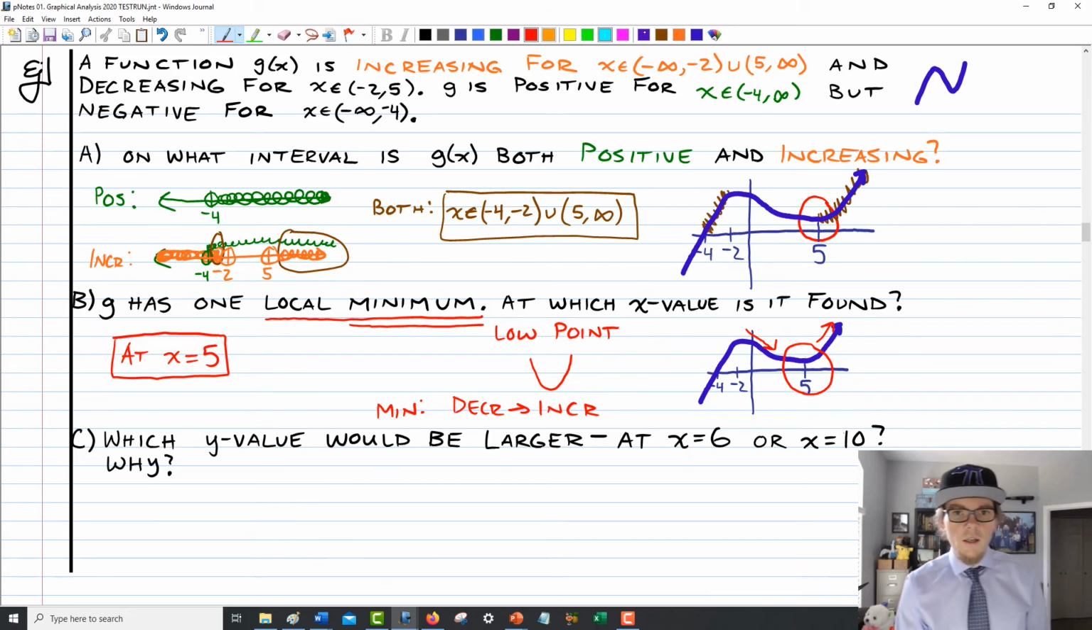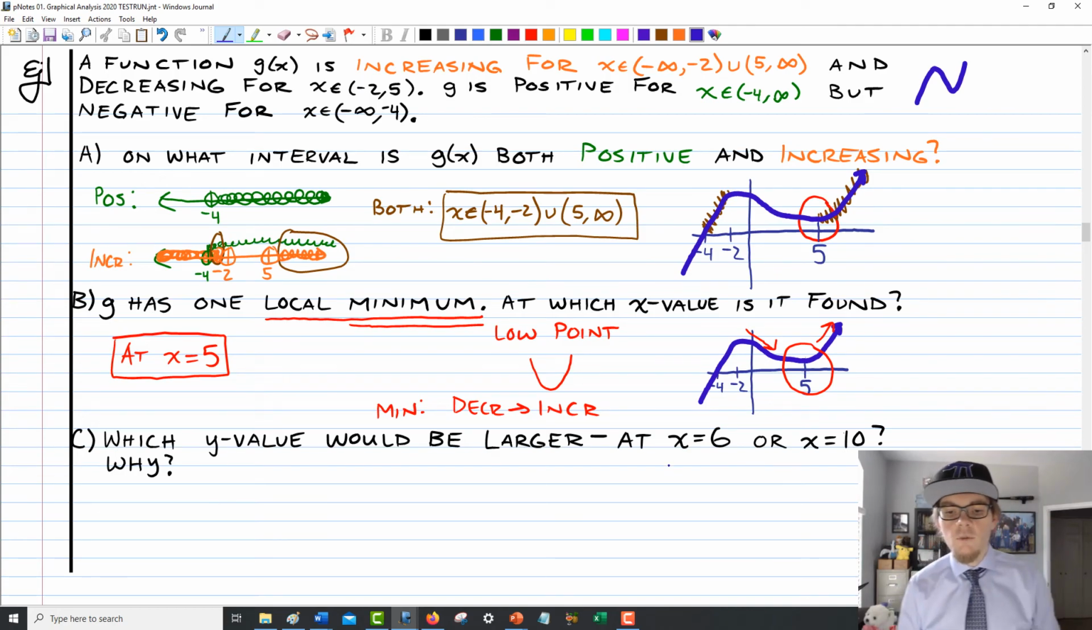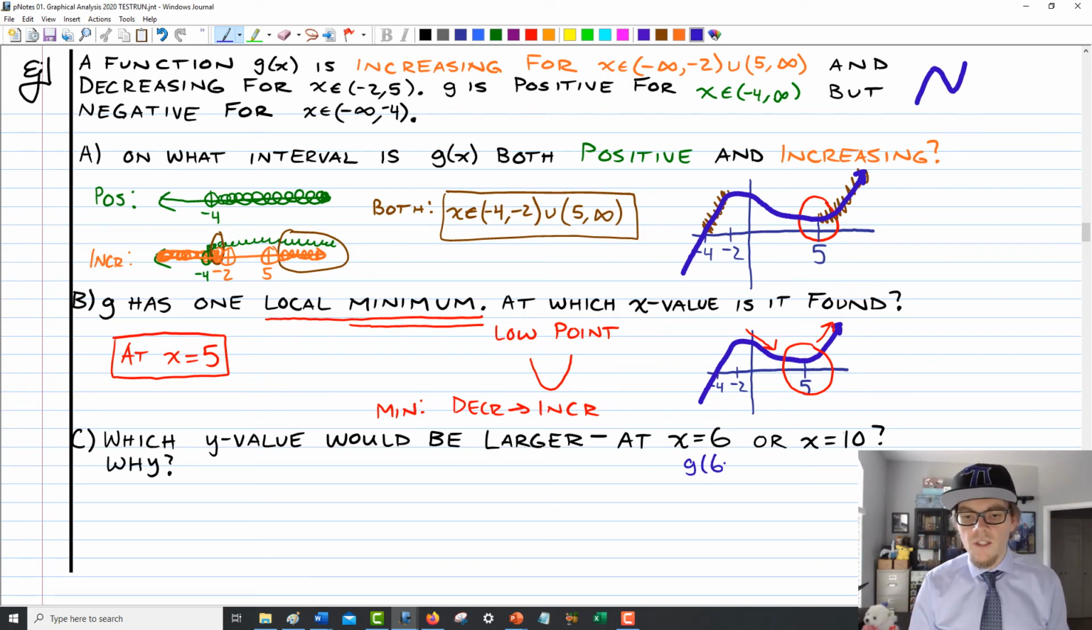Last question we're going to hit here, as I'm seeing that I'm running out of time, but I think I can make it. It asks us which y value would be larger: at x equals 6, or at x equals 10. So in a sense, we're comparing the values of g of 6 versus g of 10. But again, we haven't used much function notation yet, so I'm not going to stress about the notation. So we want to know which y value would be larger.